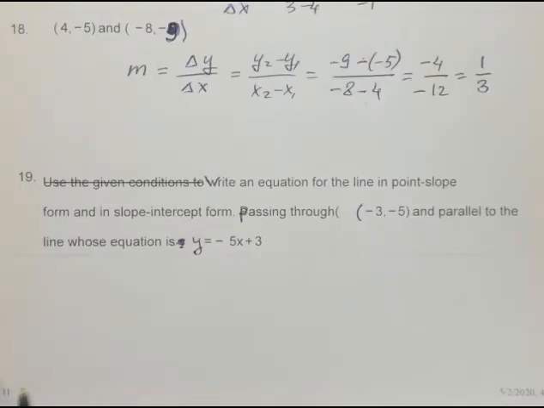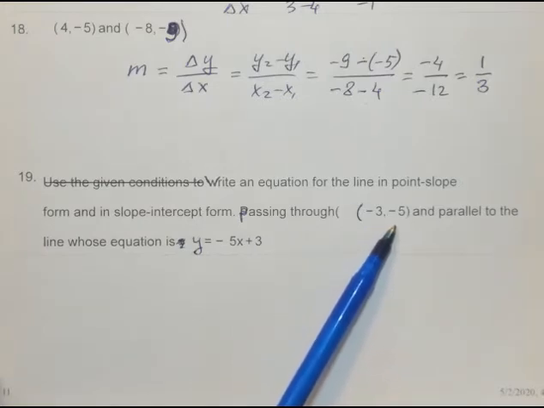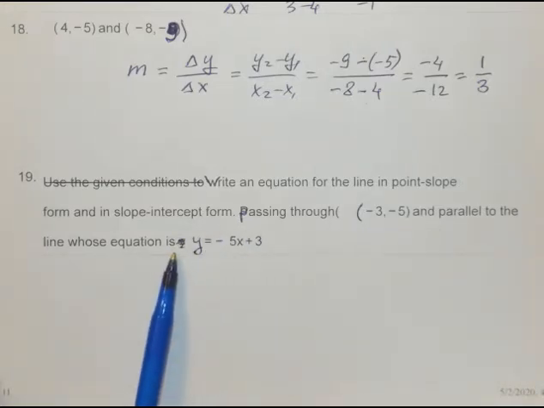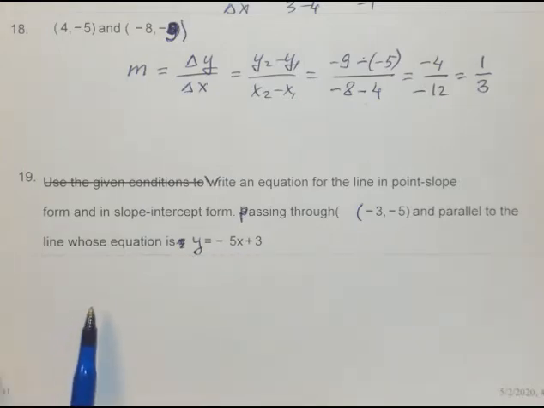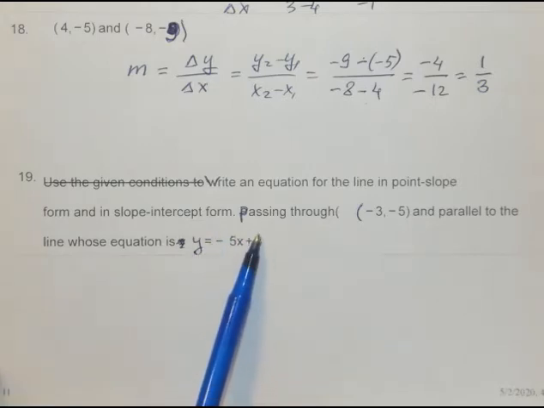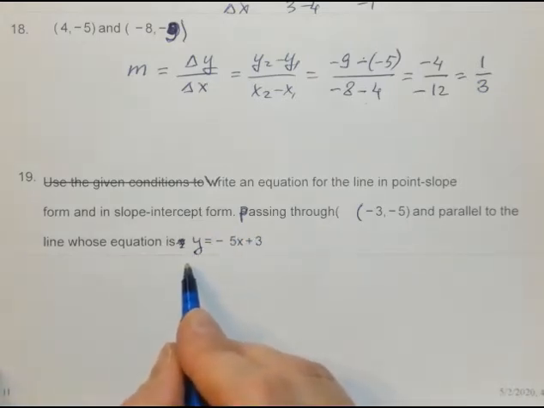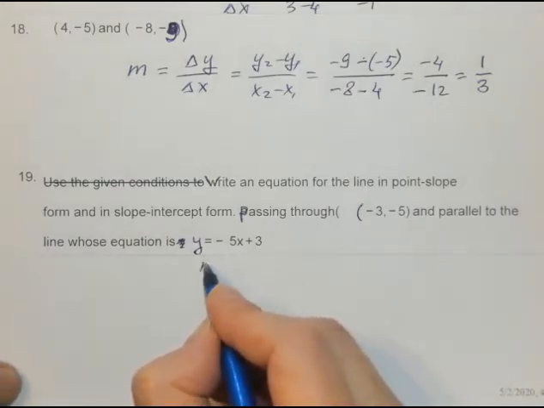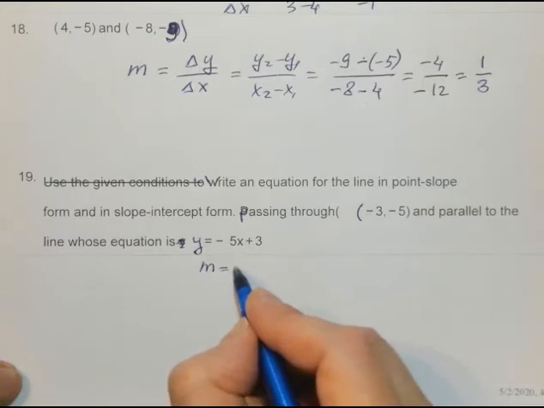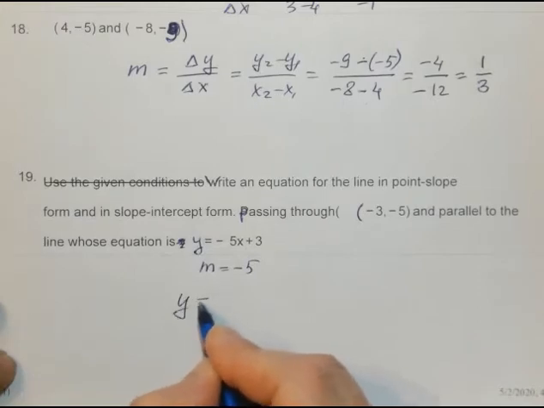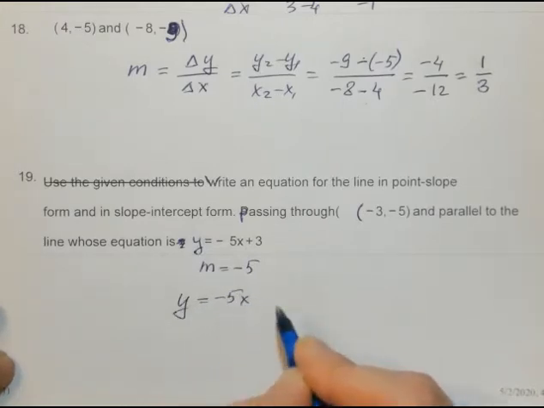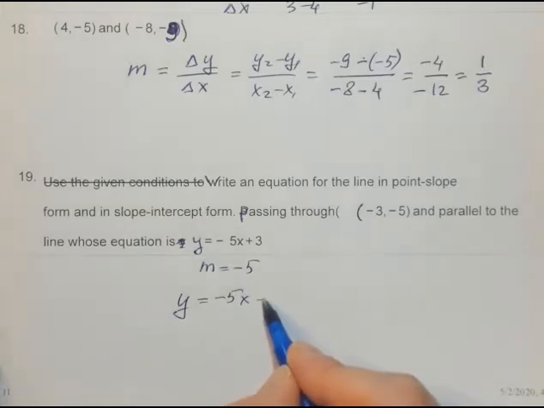Write an equation for the line in point-slope form or slope-intercept form, passing through the point (-3, -5), and parallel to the line whose equation is y equals -5x plus 3. So our line must be parallel to this line. It means that it has the same slope. The slope of this line is the coefficient of x, -5.